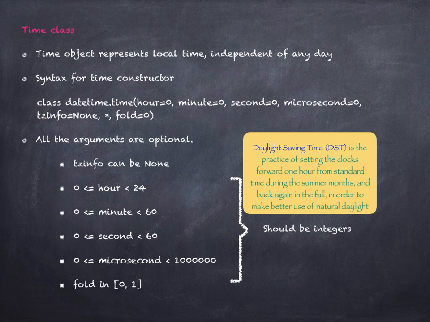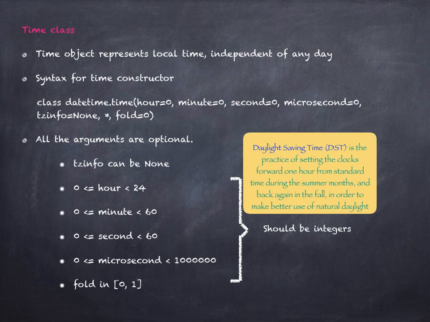So in some countries that do not follow daylight saving time, the fold will be 0. In the countries that follow daylight saving time, you can set the fold as 1. US is one of such country that follows daylight saving time. All the arguments are optional. Time zone also can be set as optional. If it is not mentioned, it is taken as None.